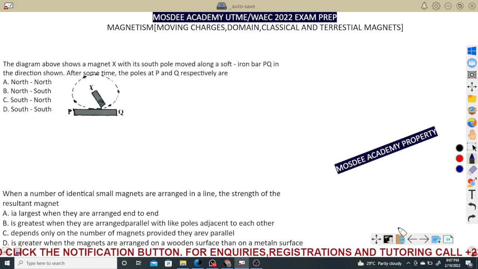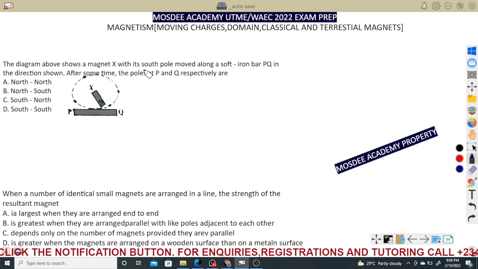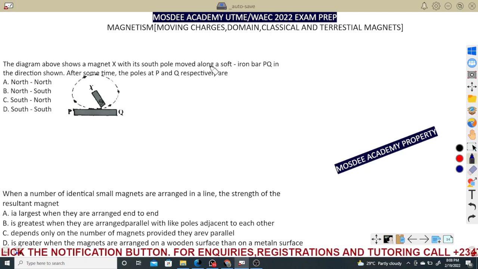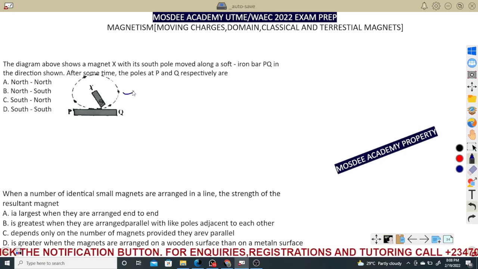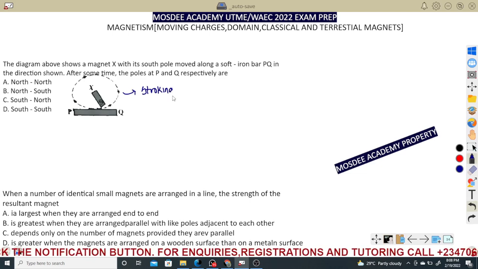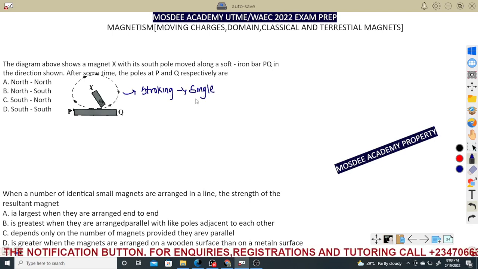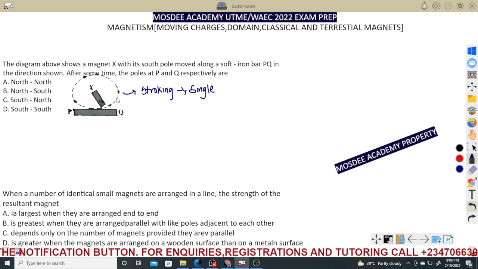Yes, dear students, about the next slide, we have the diagram above showing a magnet X with its south pole moving along. You can see this is the south pole. This is the method of making a magnet. One of the methods of making a magnet is called stroking. This type of stroke with a single piece of magnet is called single stroke. You can also have another one we call double stroke. That is when we are using two particular bars. So this is very, very simple. In single stroke, it is always simple.